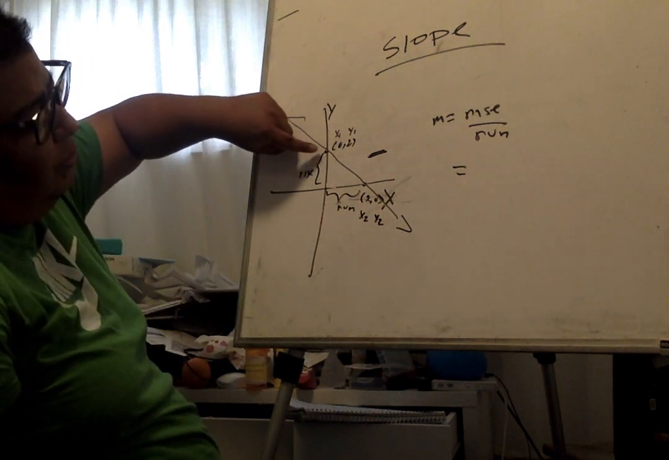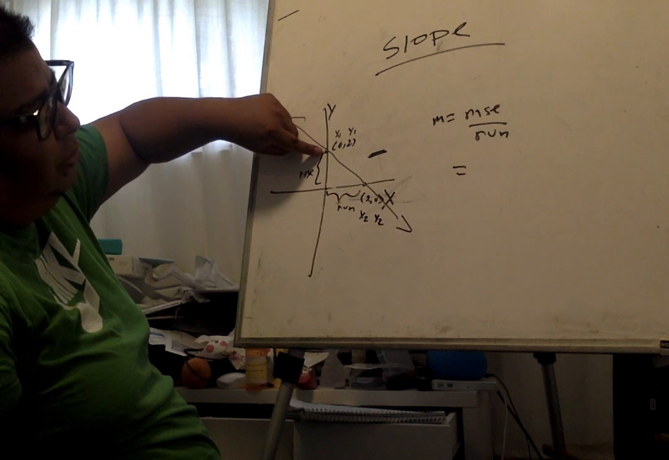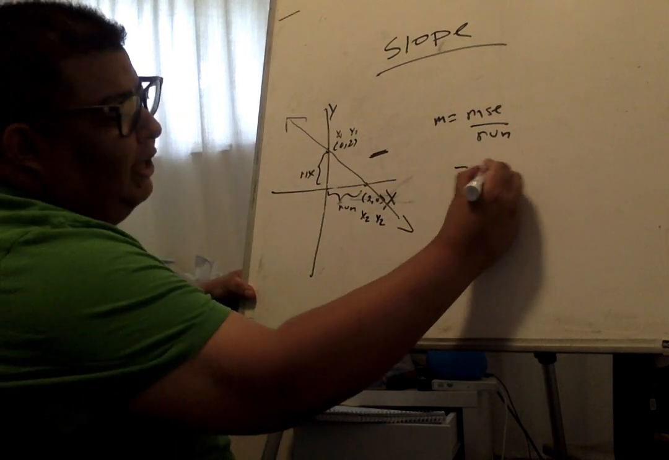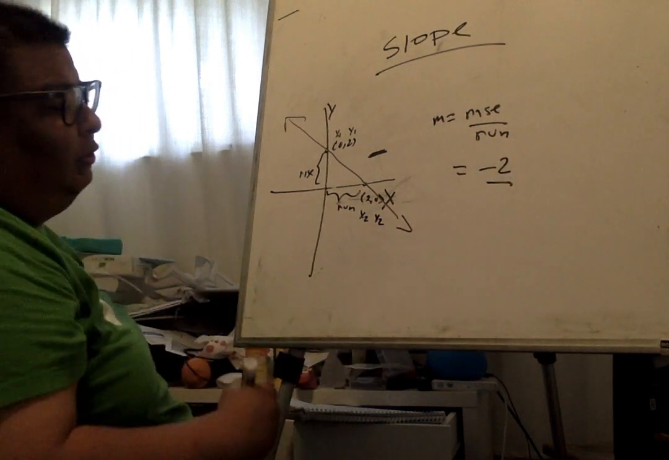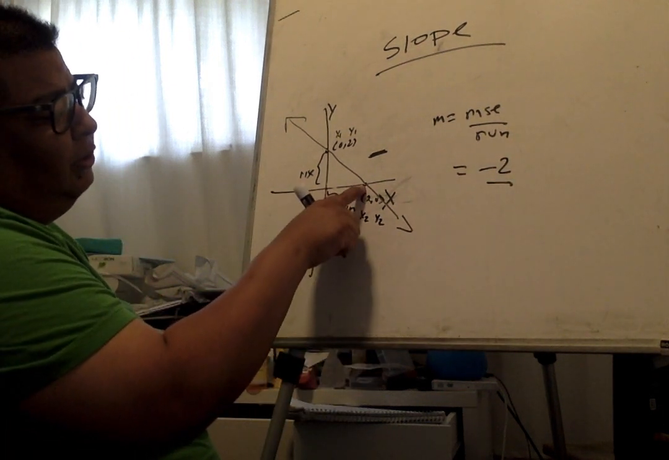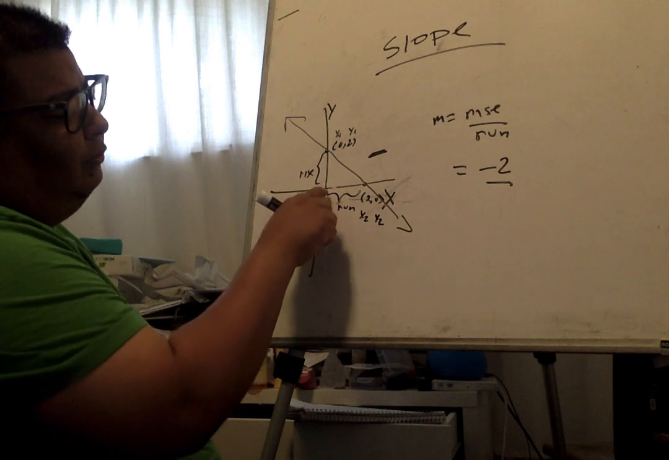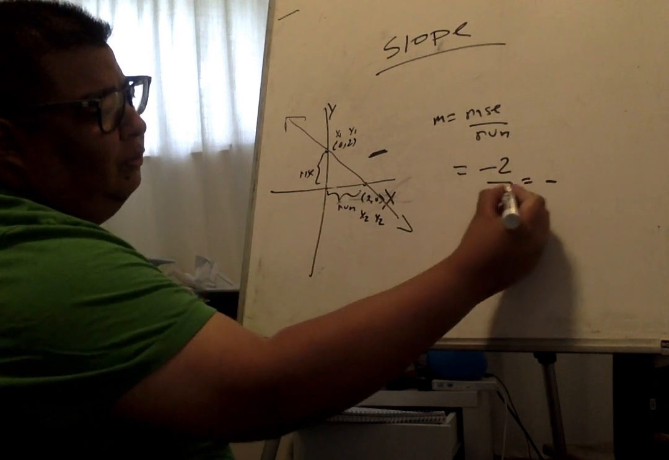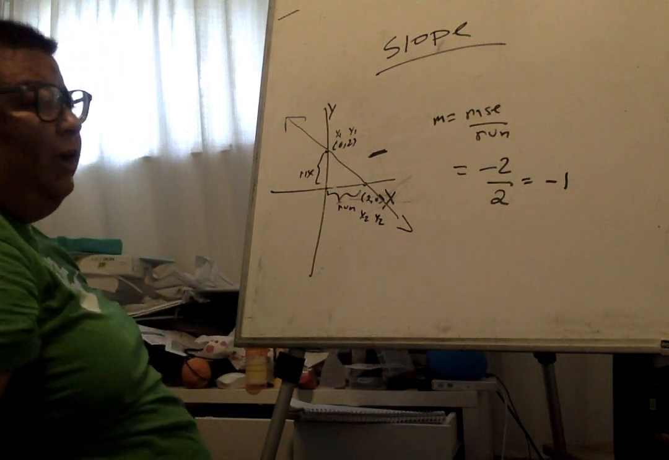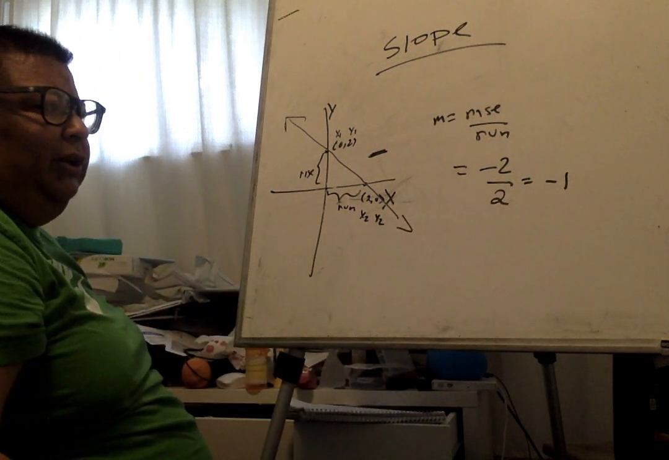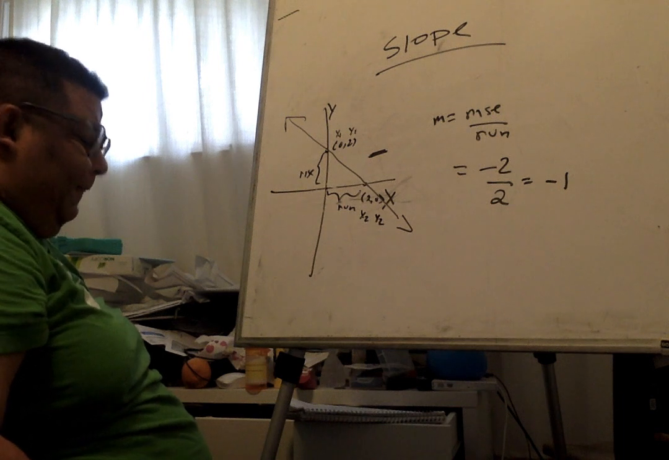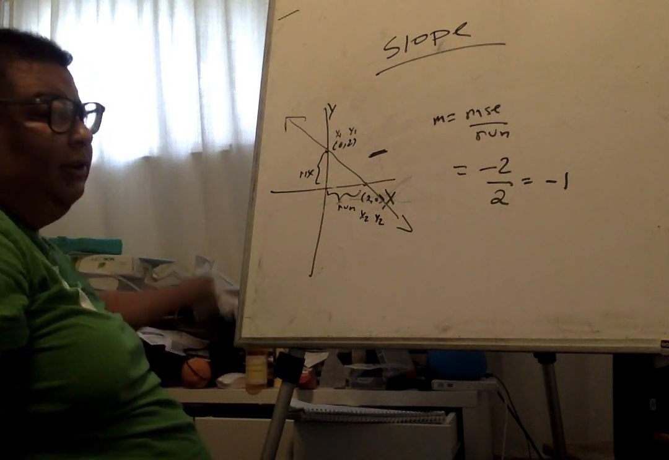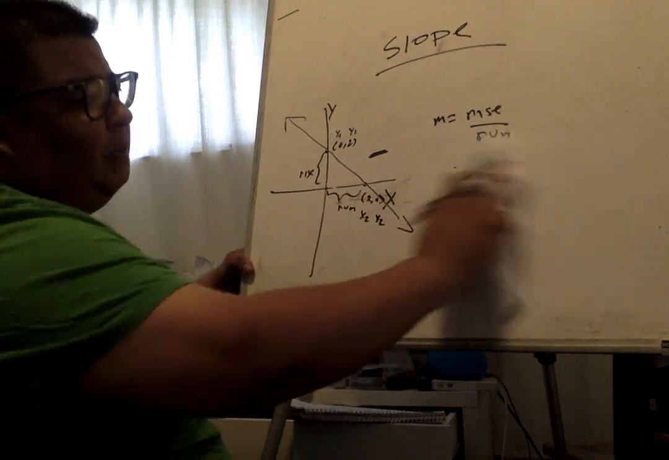So rise, remember, going downwards, that means that your rise is negative. You're going 2 units down. So that will be -2 over, how many from here to here? 2 units. So the run is 2. So -2 over 2 is -1. So indeed we have a negative slope, -1. So that solves it graphically. But now let's solve it analytically, which is with the formula.